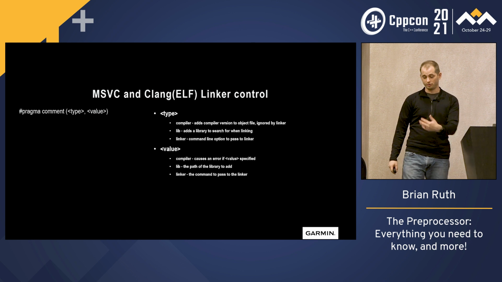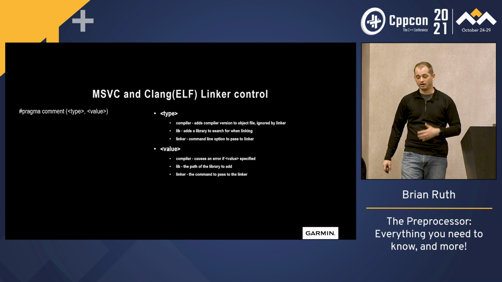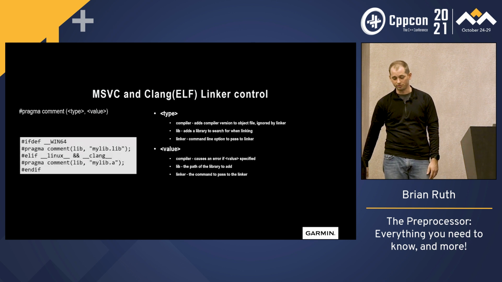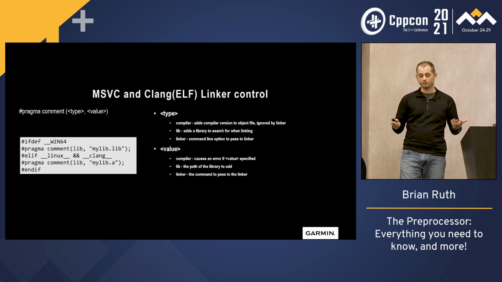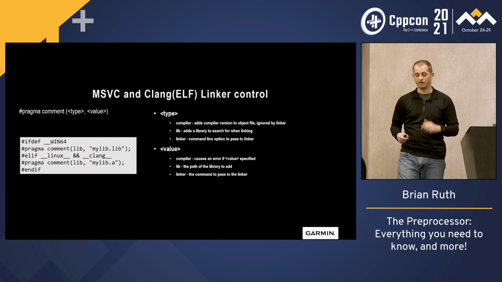And then the value is going to be based on what you're doing. So if you're doing a compiler, the value actually causes an error. If you're doing a lib, the path to the library, and for the linker, the command you actually want to pass to the linker. So here's some examples of where you would do it. If you're using Win64, you want to add mylib. If you're using Linux and Clang, then you can add mylib.a.